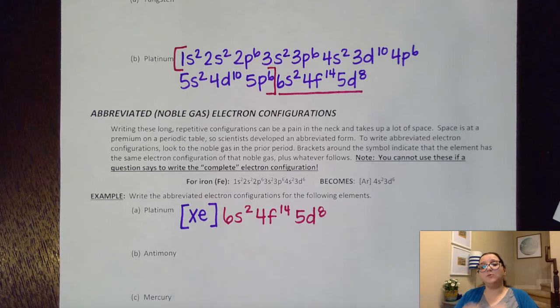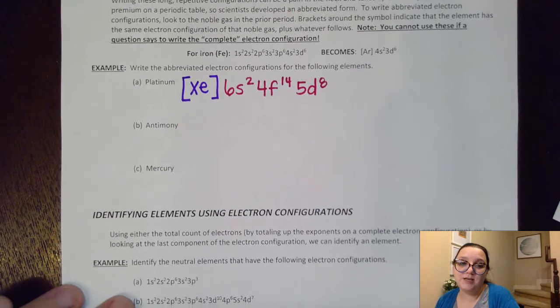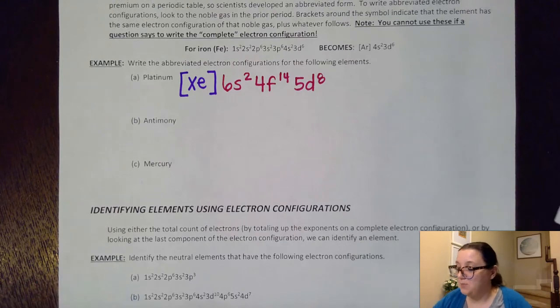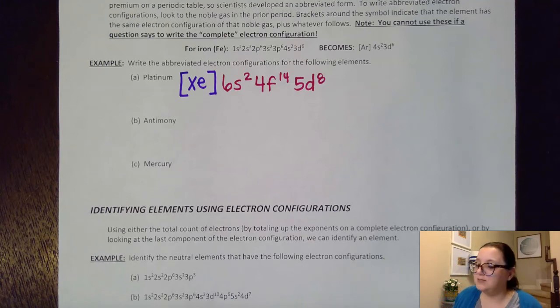I'm still able to pick out those important pieces of information that I would often be asked. All right, so here's what I want y'all to do. I want you to take a moment and see if you can do that same process for antimony and for mercury. So take a moment, pause the video, and see if you can write an abbreviated electron configuration for antimony and mercury.